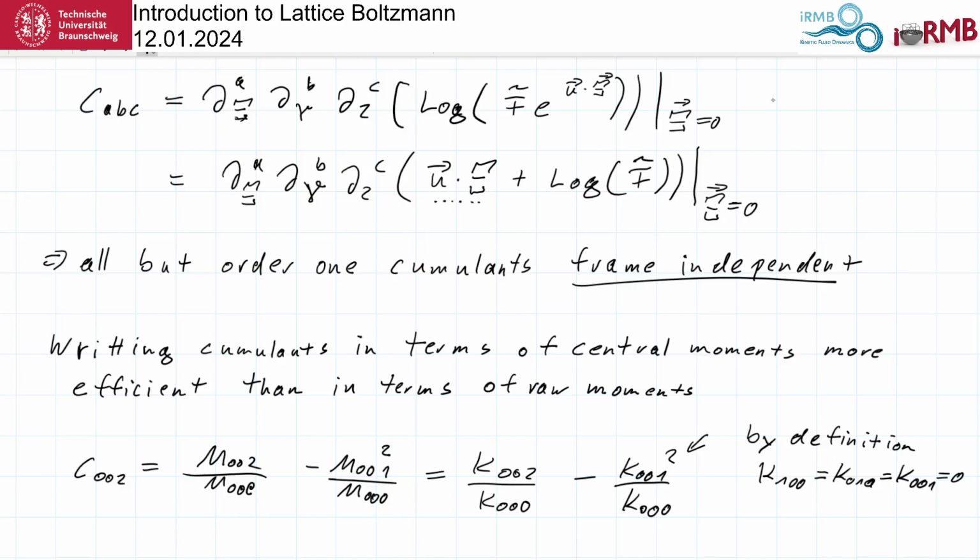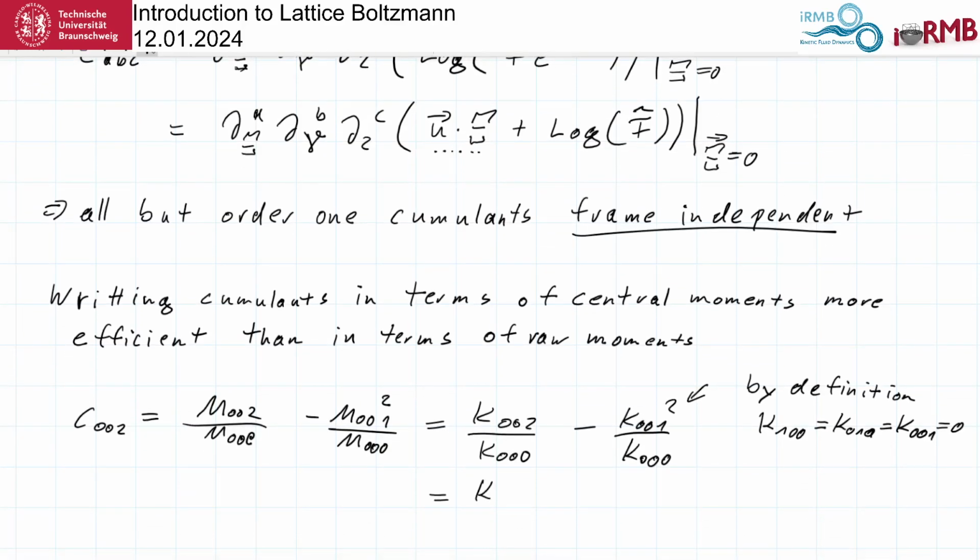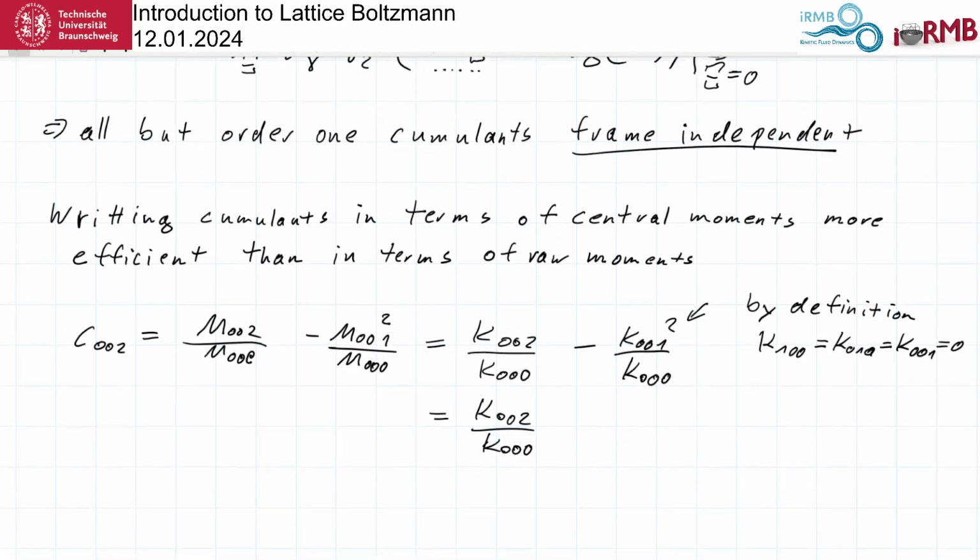So it's more efficient to write cumulants in terms of central moments, because whenever a central moment comes in first order, it will simply disappear. So this will simply give you K002 by K000. And for higher moments, this will become even more important.